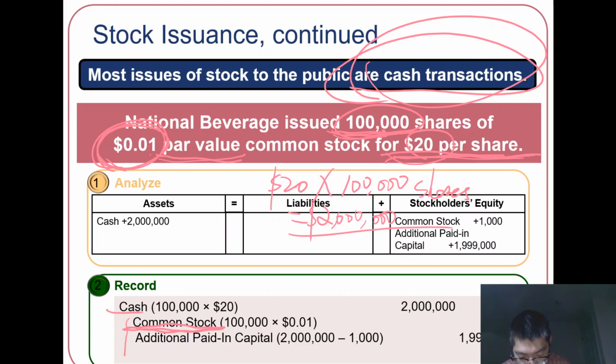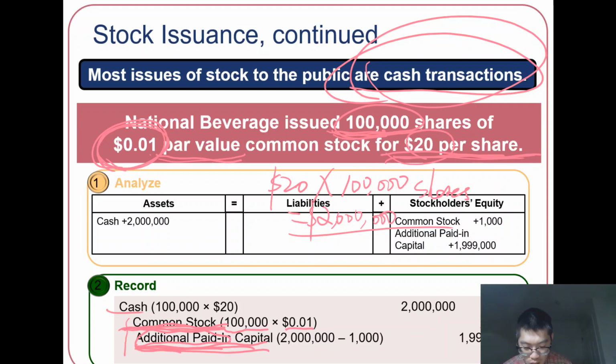Okay, so when one share is worth 1 cent and we issued 100,000 shares, in total it is $1,000, and that is the balance, right? So we use something called additional paid-in capital. What is additional paid-in capital? That is additional to the par value, how much more the investors have paid us. That is why it's called additional paid-in.